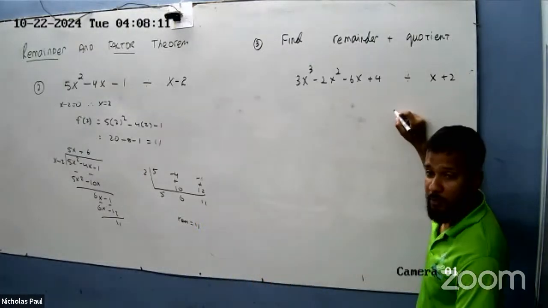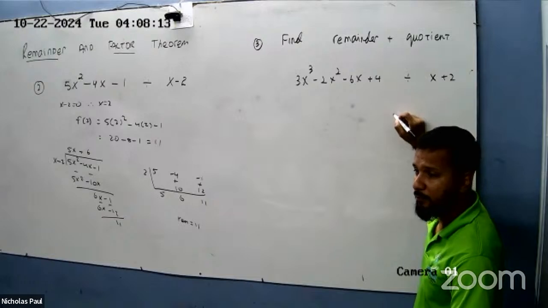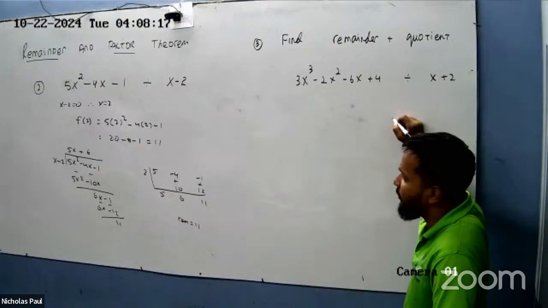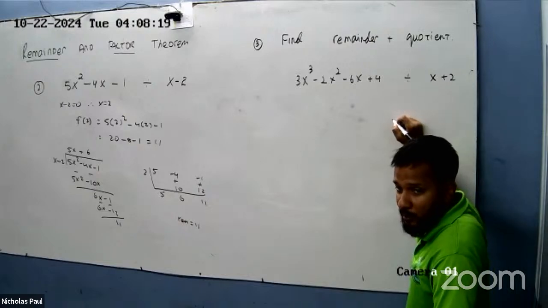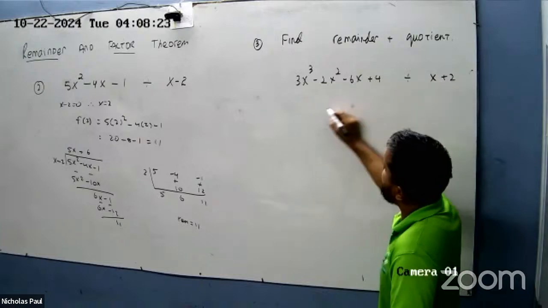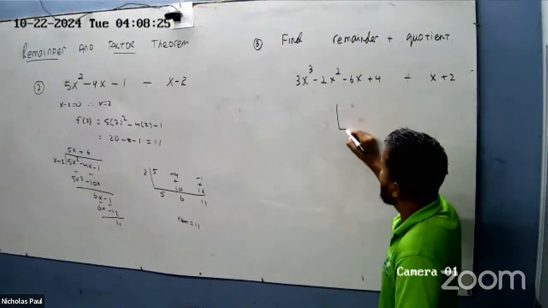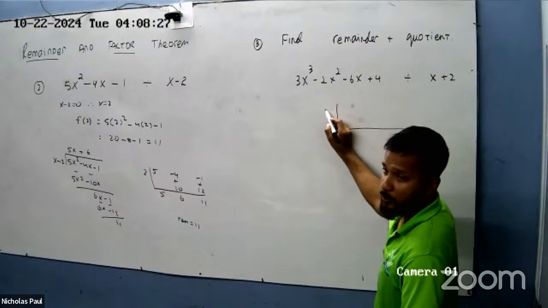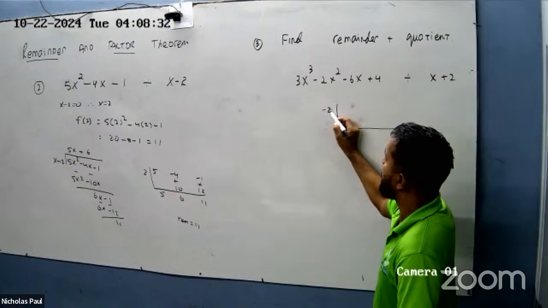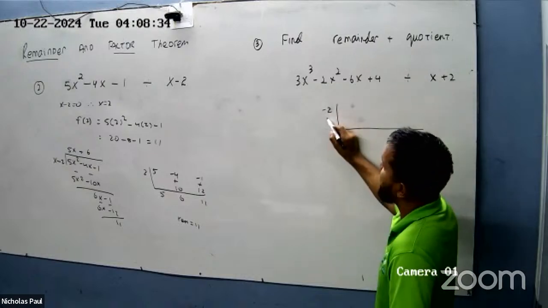All right, ready? How much did you all get? 16 for the remainder. What did you get for the quotient? Okay, so let's see. So x plus 2 means what value goes on the outside? Minus 2. Right? Make this equal to 0. Minus 2 goes outside here.